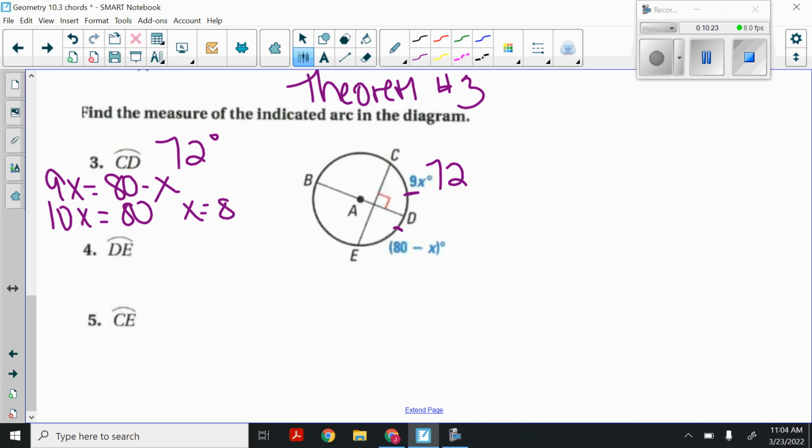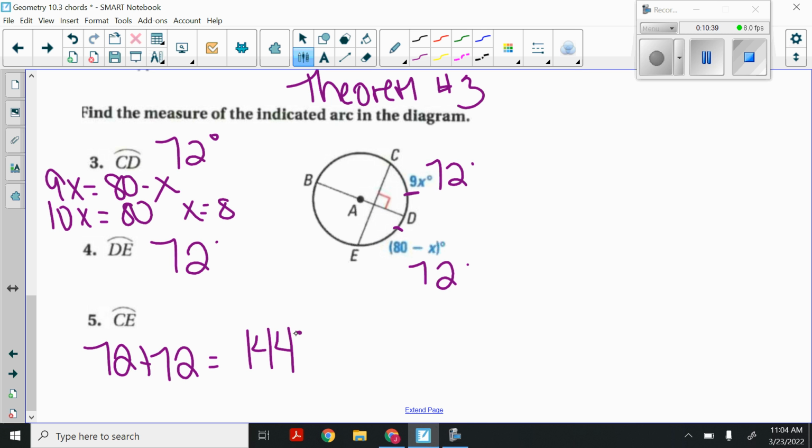So I know that's 72 degrees, but then I also know this one's 72 degrees. So that's the next question, arc DE. I know it's 72 degrees because I know that they're equal. Arc CE, well, that's just the arc addition postulate. So 72 plus 72 gets us 144 degrees.